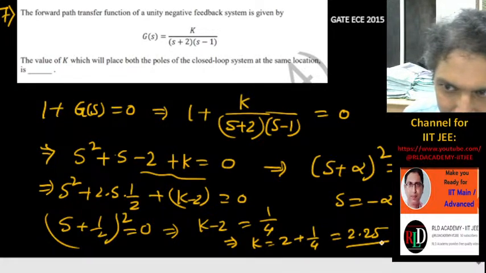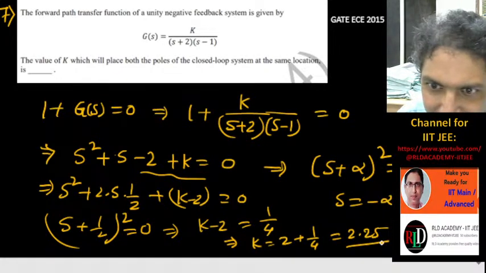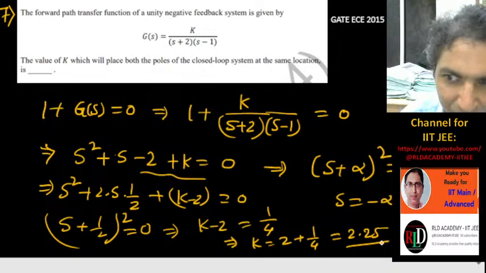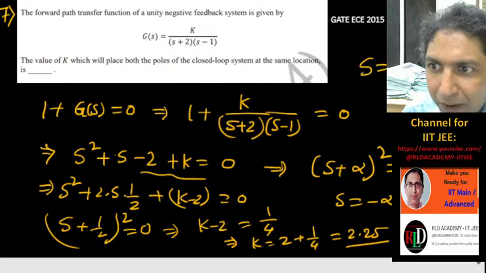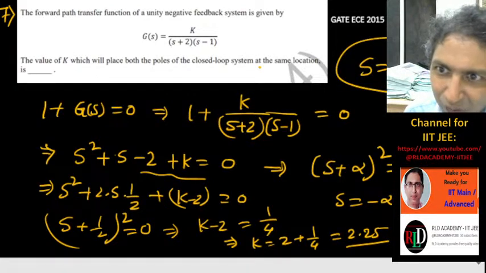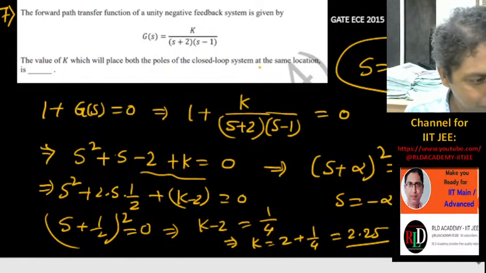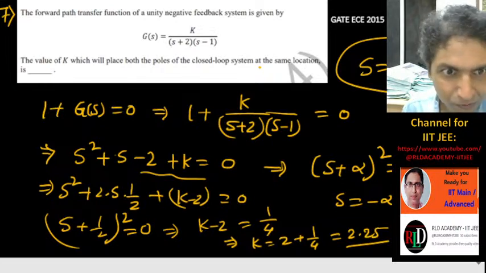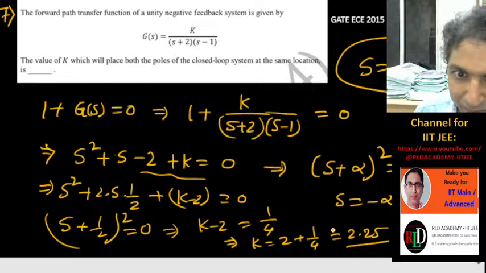Good. What have you done? It's simply that you have to make a square, then only you will get the same pole at the same location. It is 2.25 for this K value. And what is the location? s equals minus half. That we can also find out, but that is not the question. Is it fine?